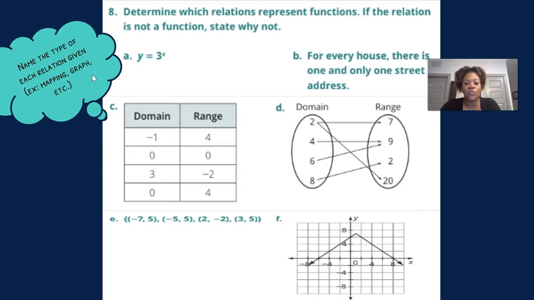Question 8 says, determine which relations represent functions. If the relation is not a function, state why not. So remember what we talked about with the different types of relations. You also, for every item A, B, C, D, E, and F, you want to state the type of relation that you're given as well to make a connection with the vocabulary. You have 10 minutes with your partner to complete questions 6 through 8, and you may resume the video once you're finished.